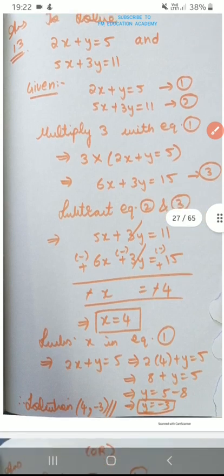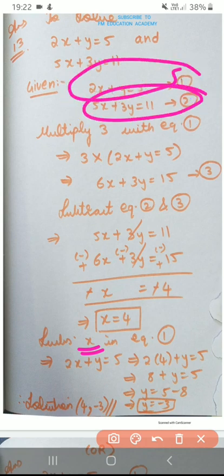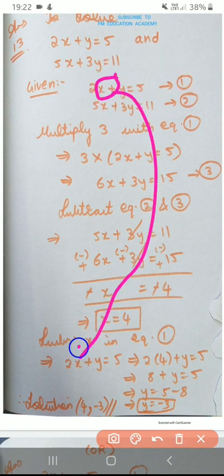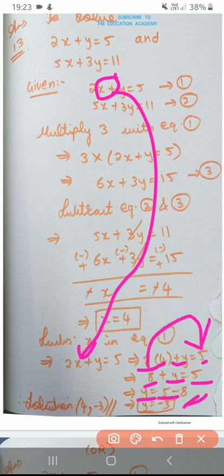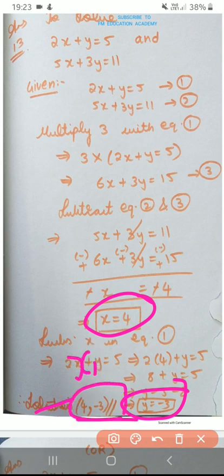Now I also need to find out y, right? So you can substitute this value of x in any one equation to find the value of y. So I'll substitute this in equation 1. In place of x, substitute this value of 4. So 2 into 4 plus y is equal to 5. 2 4s are 8. 8 plus y is equal to 5, or y is equal to 5 as it is. Plus 8, if it comes this side, becomes minus. 8 minus 5 is 3. So we got y is equal to minus 3. So x is equal to 4 and y is equal to minus 3. So what is my solution? 4 comma minus 3. That is x comma y.